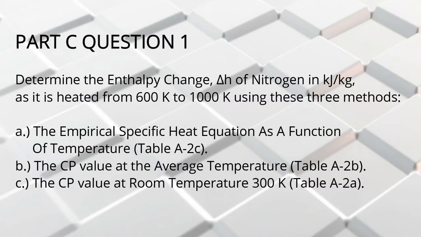So now we go to part C, specific question number 1. Determine the enthalpy change delta H of nitrogen in kilojoule per kg as it is heated from 600 Kelvin to 1000 Kelvin using these three methods. A. The empirical specific heat equation as a function of temperature, which is table A-2C. B. The CP value at the average temperature, table A-2B. And C. The CP value at room temperature 300 Kelvin, table A-2A.